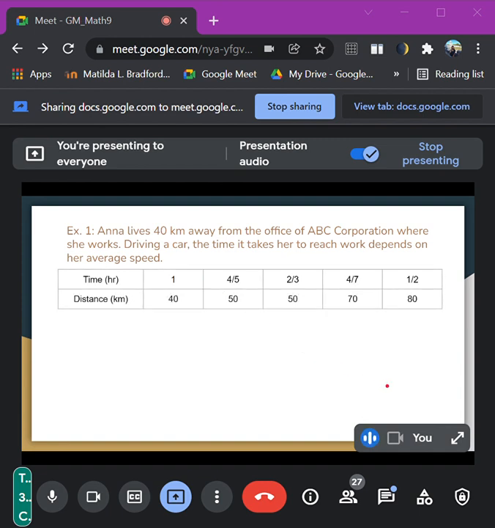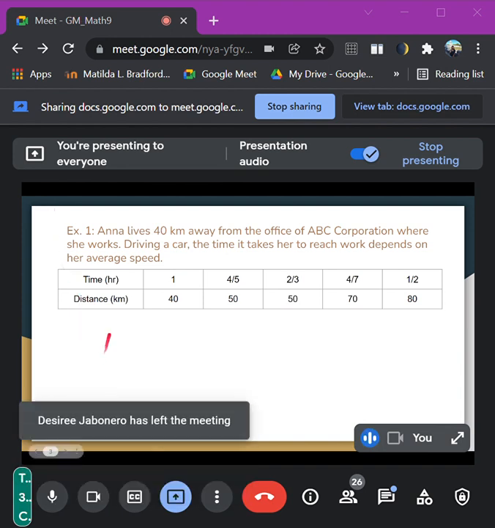So now, I have here a table. So, kani siya nga table is also given. So, we have here, on the upper part, which is ato siyang ibutang as our x, that is our time. So, meaning to say that is per hour. So, we have here 1 hour, and then you have there 4 over 5, and then we have 2 over 3, 4 over 7, and then 1 half. So, you have there our distance that is in kilometers.